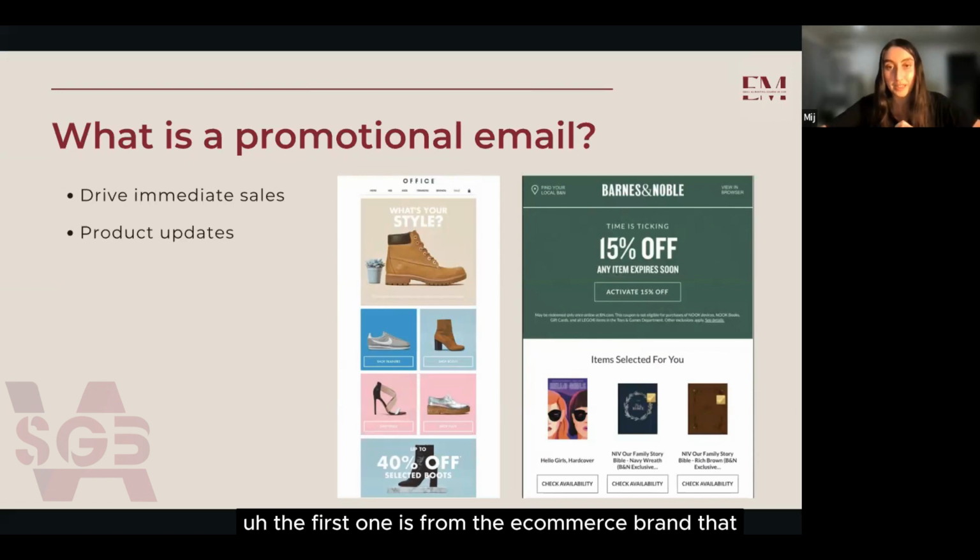The first one is from an e-commerce brand that sells shoes. As you can see, they have up to 40% off for selected boots, and they're sharing what kind of boots are on discount.